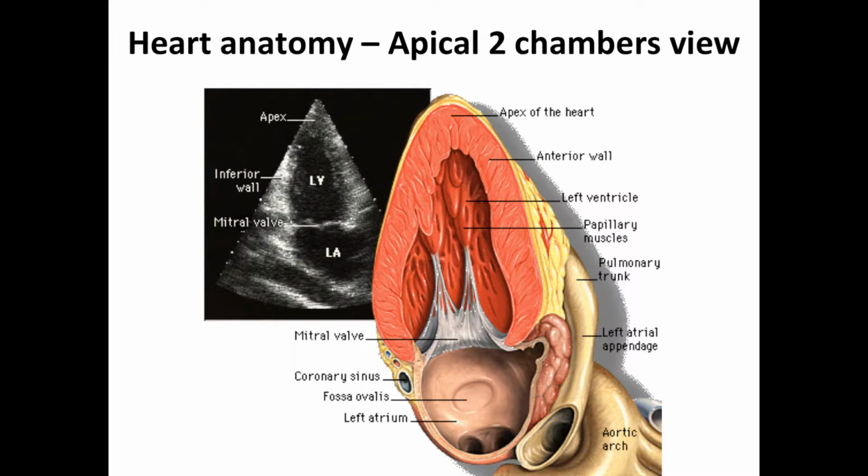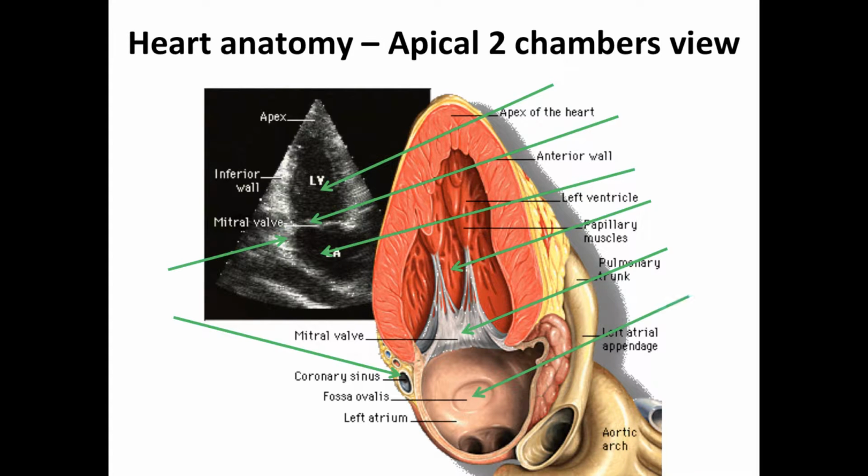The apical 2 chambers view allows an overview of the left heart chambers. From top to bottom, we distinguish the left ventricle, the mitral valve, the coronary sinus, and the left atrium.